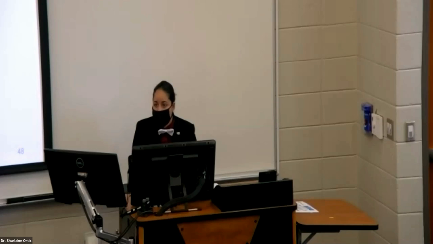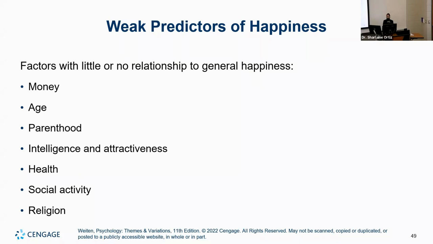And me as their provider, I need to bring that up because we need to go through that middle process. And sometimes that is as good as it's going to get. And we talked about the three main predictors of happiness. Let's talk about weak predictors, right? They are still predictors, though. Notice that they're still predictors.